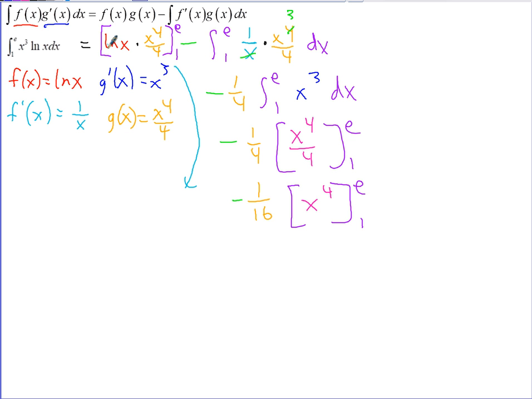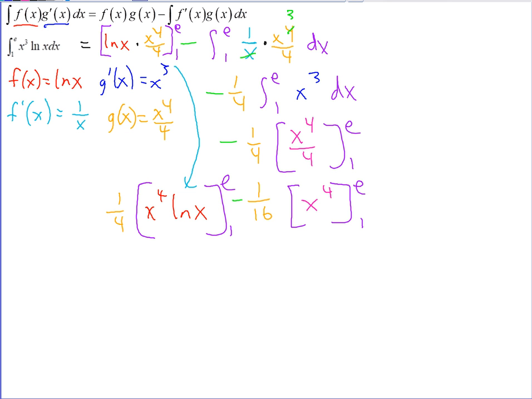So you can pull out the 1/4 on this one. And usually the x to the fourth would be written first, and then times the natural log of x. So I'll write x to the fourth and then natural log of x. All right, now we can just evaluate each of these.